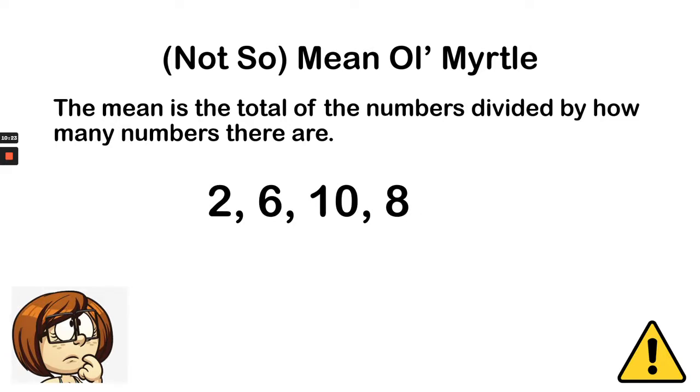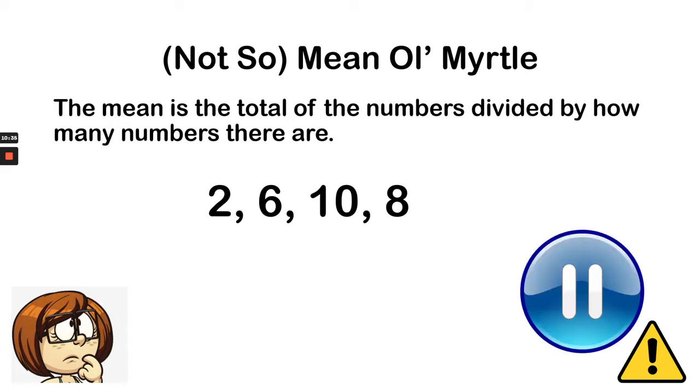Let's have one more look at Myrtle. Myrtle's going to find the mean of these 4 numbers. The mean is the total of numbers divided by how many numbers there are. Pause your video and have a go.